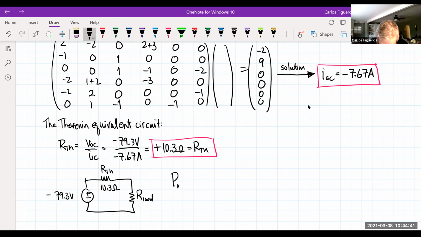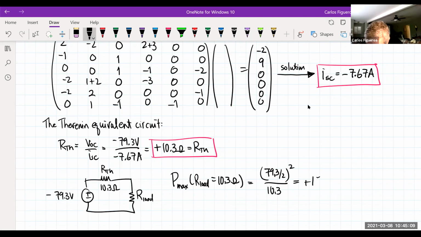And so now I have my load here and I want maximum power to that load. We know that maximum power is when the R load now is equal to 10.3 ohms. In other words, using the power of that, I know that the voltage here has to be divided in half. So what do I know here? I know that this has to be 79.3 divided by 2 volts squared, divide that by 10.3, and I get a positive 153 watts for the maximum of the load. And that's the power of the load.